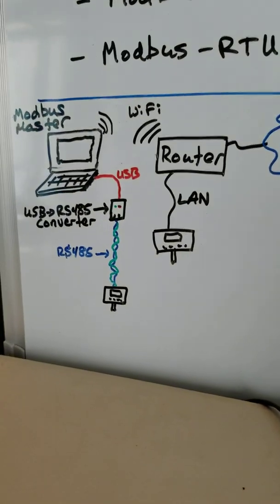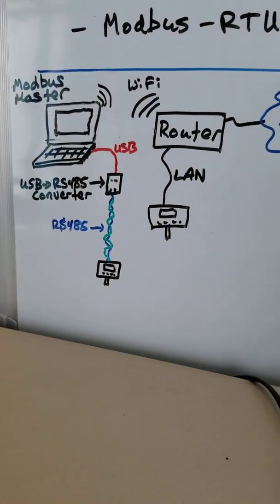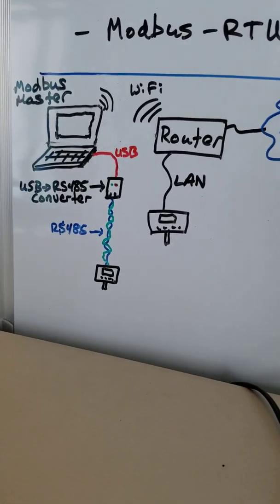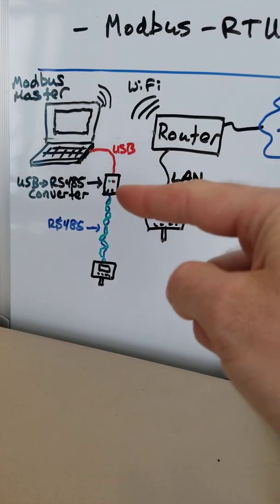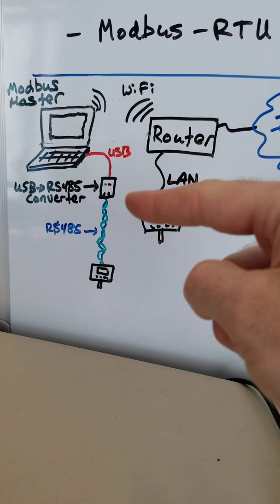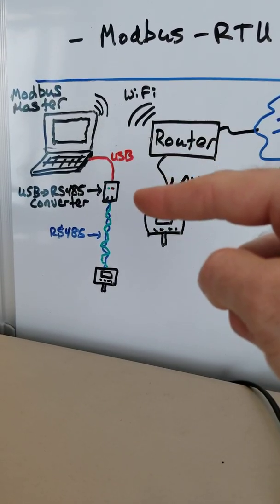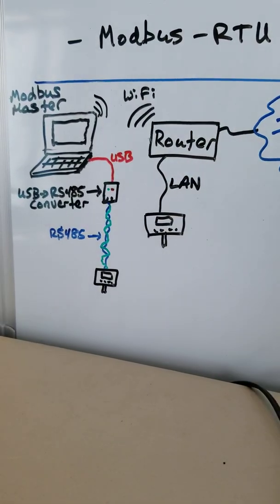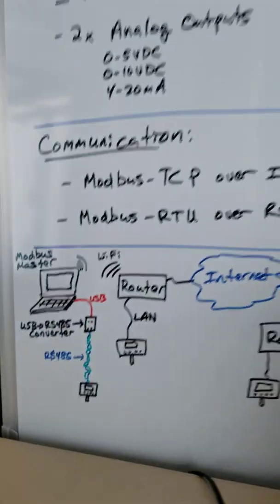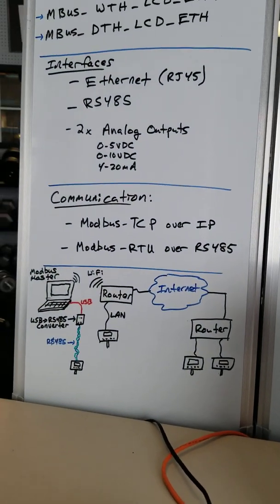So another way you could talk to these is through RS-485, and in this case I've got a USB to RS-485 little diagram drawn. So you go USB to the converter, then from the converter you can go out to the sensor with RS-485. So those would be the different ways you can talk to these guys with Modbus.